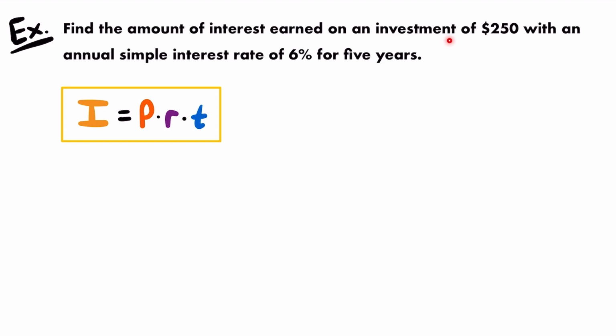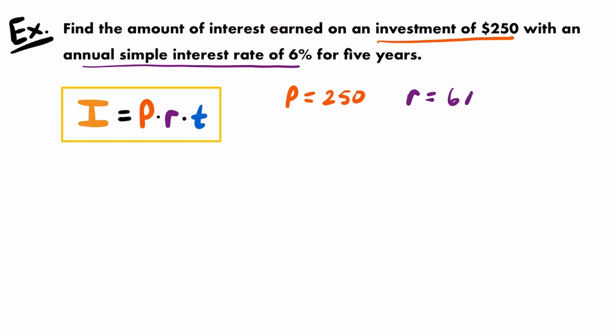We know that the investment is $250, so that is the value of P. P is equal to 250. That is the investment, or the principal, in this scenario. Then we also know that the annual simple interest rate is 6%, so we can write that down as well. R is equal to 6%, but in the actual equation, we will want to work with that as a decimal.